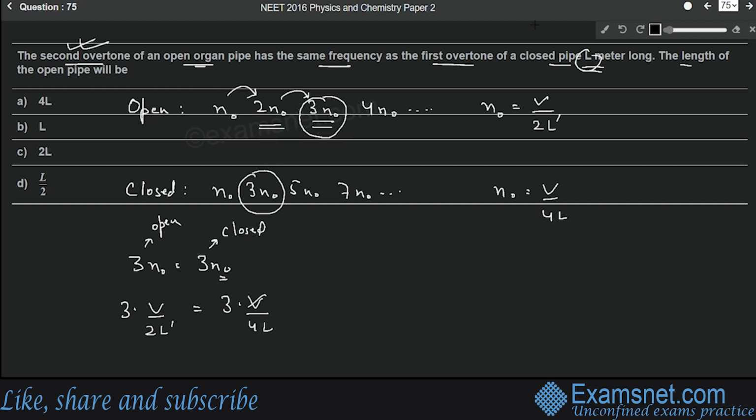So V cancelled, 3 cancelled. That means 2L dash equals 4L. Now we have to find the length of the open pipe, that means L dash. So L dash equals 4L upon 2, that means 2L. So 2L, that means option C is the correct answer. Got it?